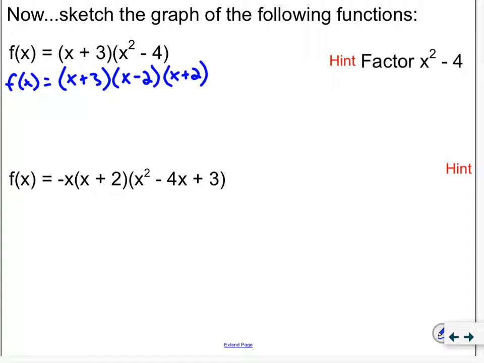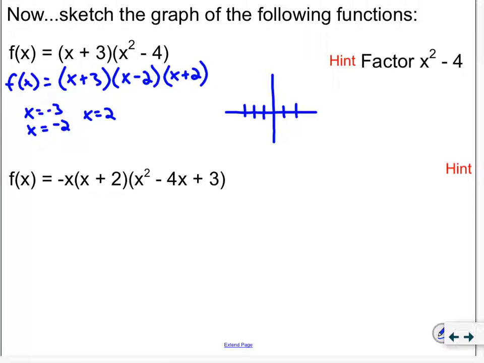So let's think about what this graph is going to look like then. The zeros of it are going to be at x equals -3, x equals -2, and x equals +2. It's a cubic function. There's 3 different zeros for it. There's 3 roots for it. So when I draw my graph, I got zeros at -3 and -2 and +2.